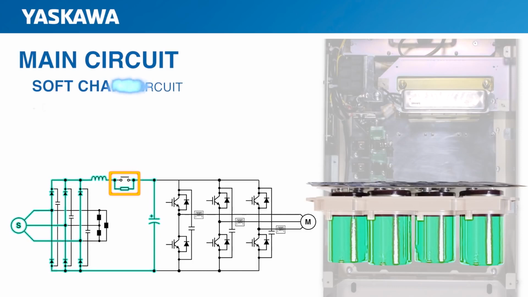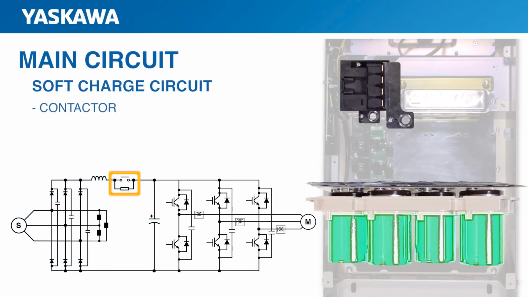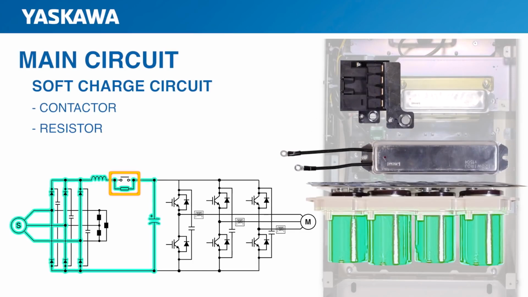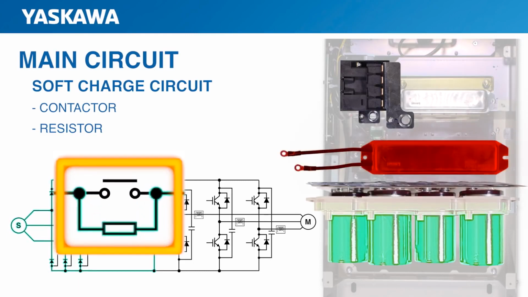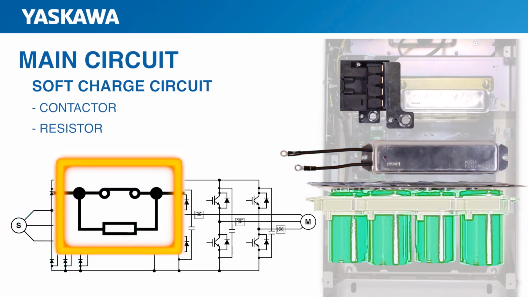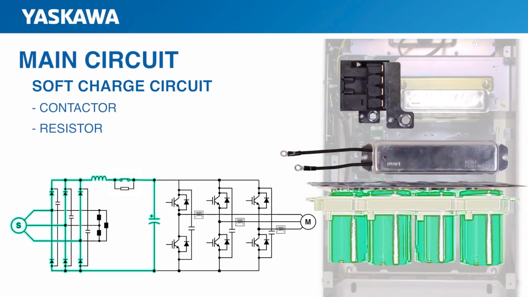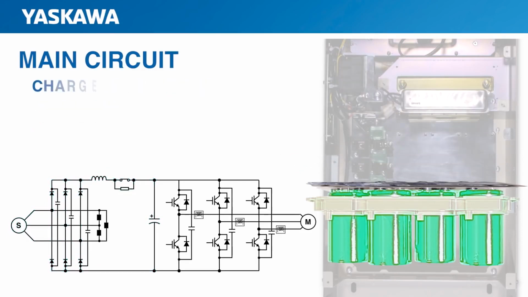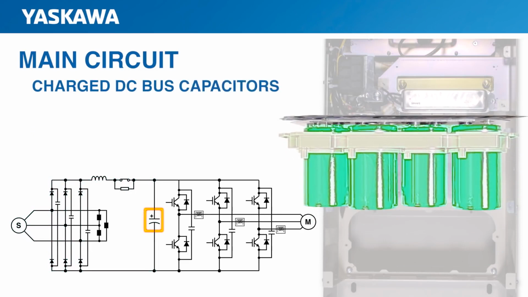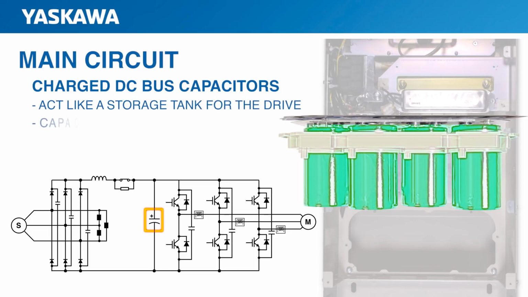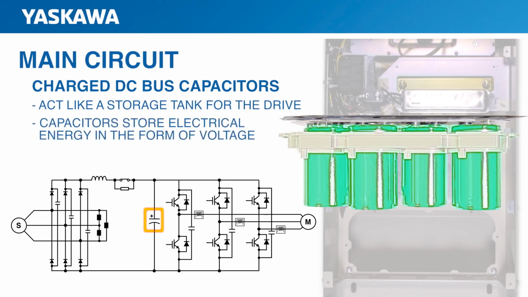The soft charge circuit is made up of a contactor and a resistor. Now, the resistor limits the current flowing to the capacitor. After the capacitor charges, the contactor closes and bypasses the resistor. Remember, electricity, like most of us, will follow the path of least resistance. Once the DC bus capacitors are charged, they act like a storage tank for the drive. The capacitor stores voltage for the system.